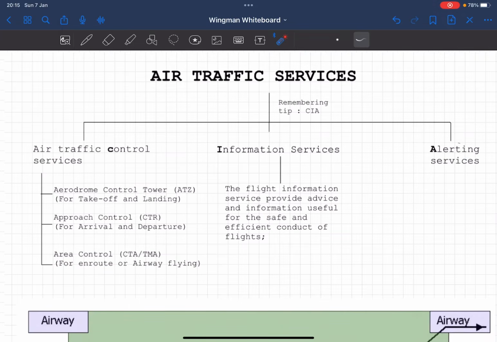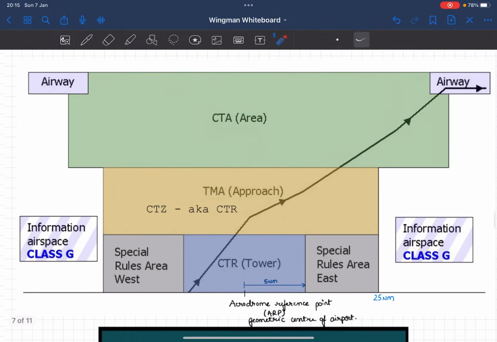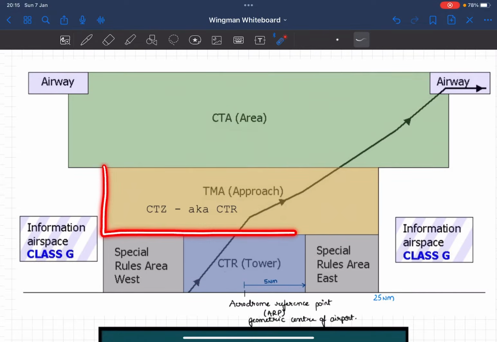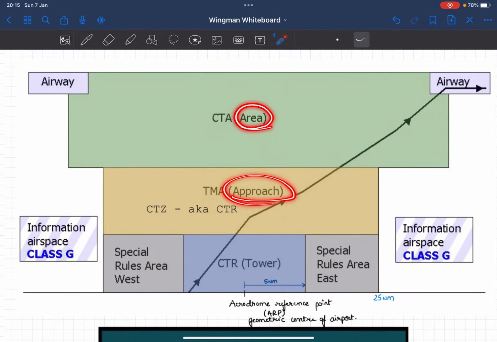Now let's look at it. This is how it looks. We have something called a tower, which is this. Then we have something known as the approach, which is this. And then this is what we call an area control. Here: area, approach, tower. See, we have something called a tower here. What did we study? The tower's responsibilities are to deal with takeoff and landing of an aircraft, right?